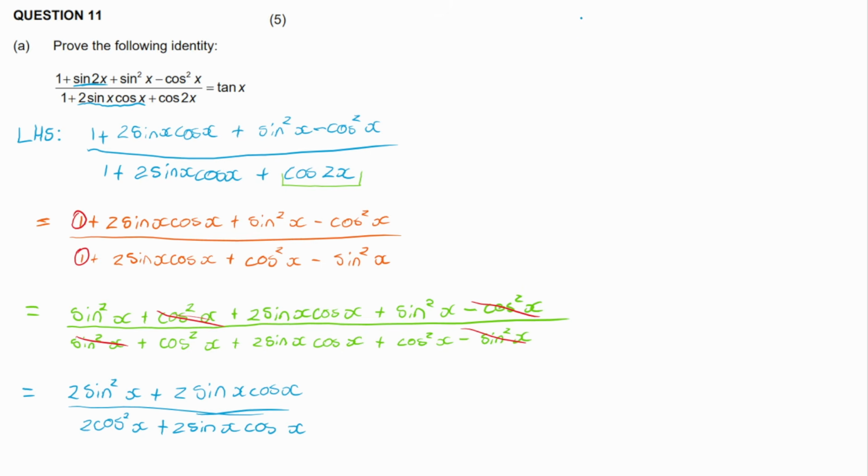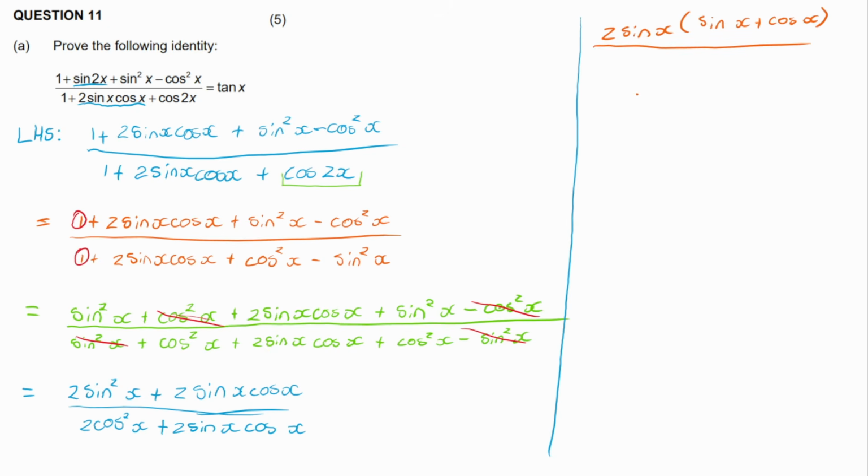Okay, so I'm going to start working here on the right now because I'm running out of space. What I do now is I just take a common factor. My common factor at the top is 2 sine x, and what I'm left with is sine x plus cos x. And at the bottom, if I factorize, I'm going to have 2 cos x, and what I'm left with is cos x plus sine x.